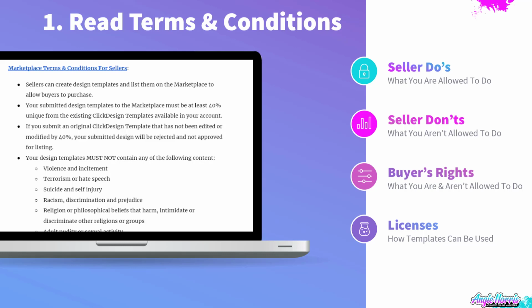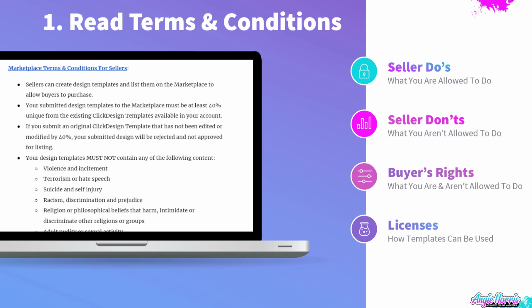And then design templates are not allowed to have certain content, like anything violent or terrorism, suicide, self-injury, racism, discrimination, nudity, bullying, the list goes on and on. So you can go read that and make sure that none of your designs are going to have anything like that. When I say religion, what I mean by that is things that are harmful. If maybe you're a church and you're creating church-related things, that's okay. We're talking about things that are harmful or they're discriminatory, okay?